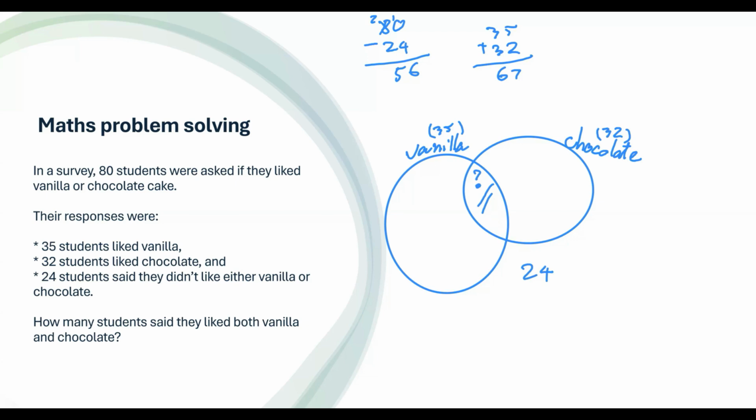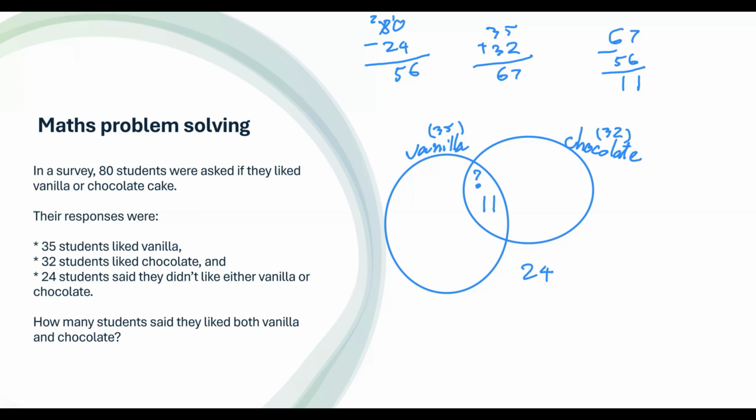So you need to get rid of the double counting. How do you do that? You take 67 and take away the real number of students, which is 56, and you get 11. That is actually the double counting. So 11 students go into the middle. When you overlap, you double count. So you know 11 go into the middle.